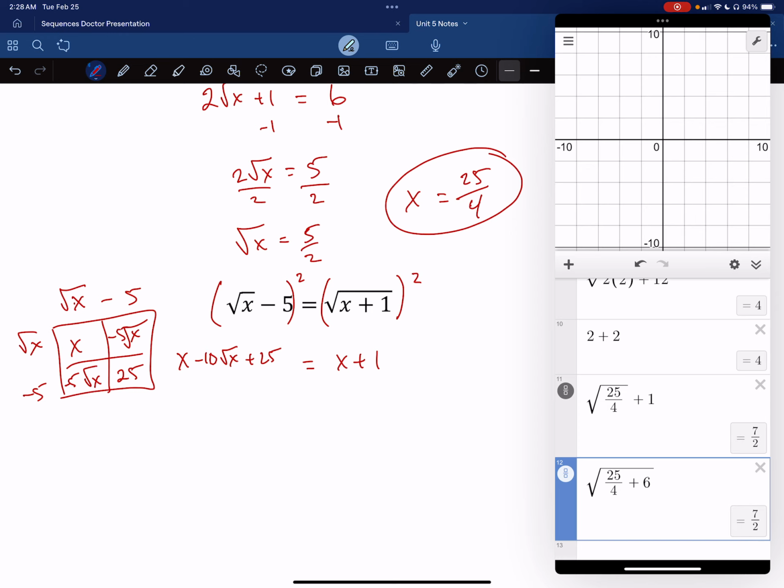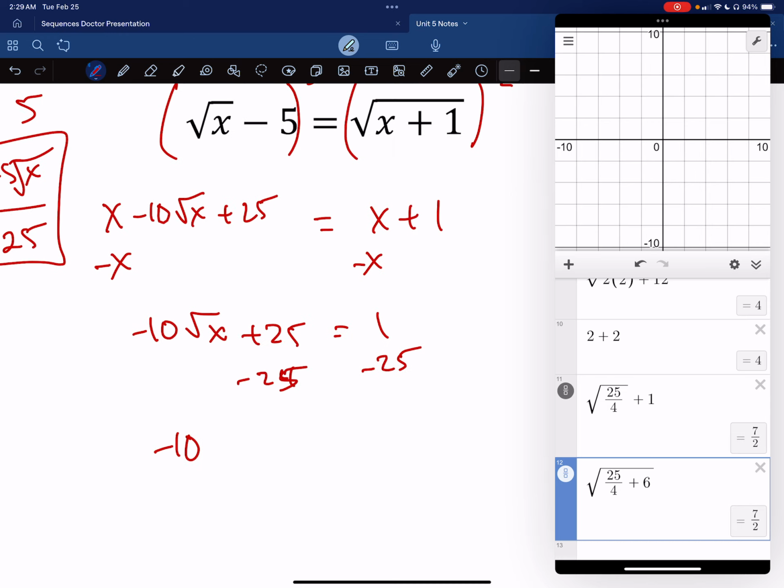So then moving x's, right? So we subtract x from both sides. We get negative 10 square root of x plus 25 equals 1. Now we have just one x, let's move everything to the other side. And we'll do minus 25. We get negative 10, sorry, square root of x equals negative 24 divided by negative 10.